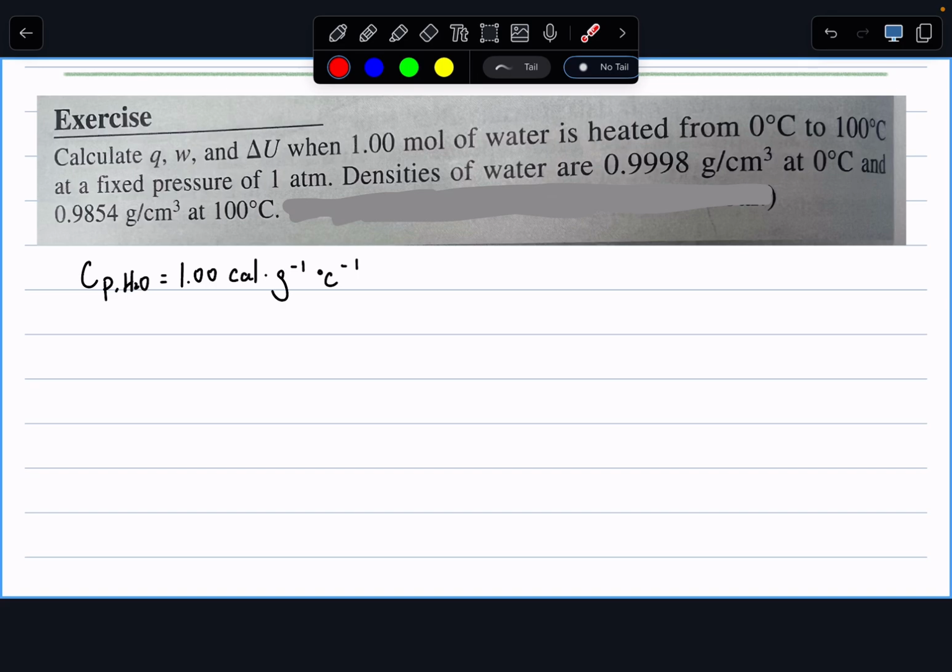Yes. The change in volume, I got it as a negative number, so wouldn't work be positive? Let me see. Yes, that should be a positive, but nevertheless, it is negligible. Thank you.